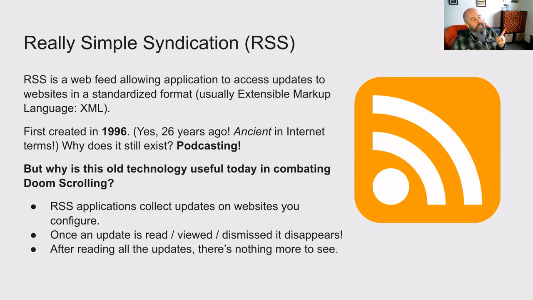But why is this old technology, and it is old technology, useful to fight doom scrolling? And there's really, I think, three big ones. First of all, that RSS reader that you're using absolutely has to have a list of sites that you configure. You have to add them to that app. Some apps will add a default set for you, so you've got a little bit of things that you can look for and see when you first start it up. But for the most part, you have to be the one to add it. So that means you're adding sites that are meaningful to you.